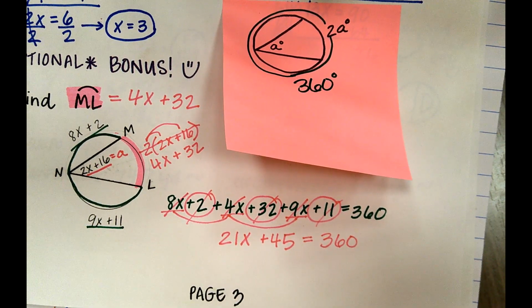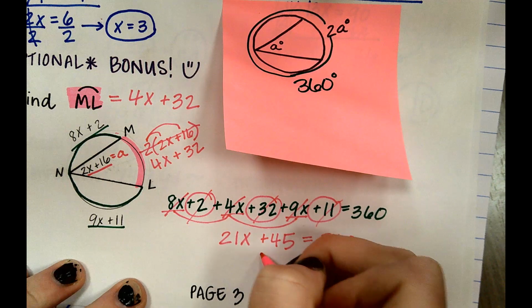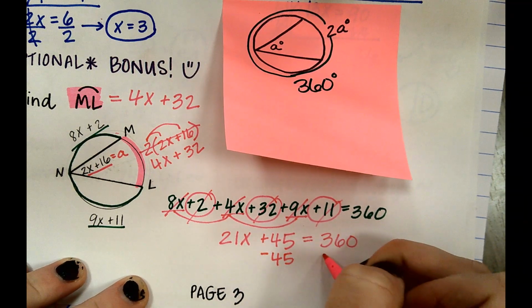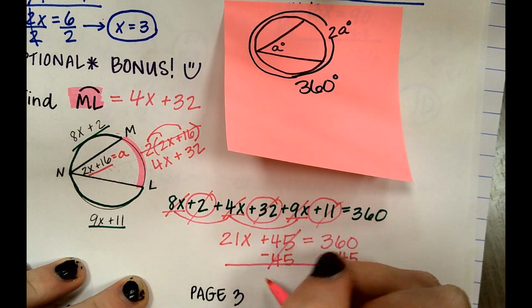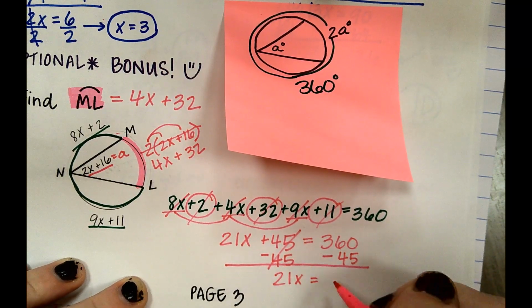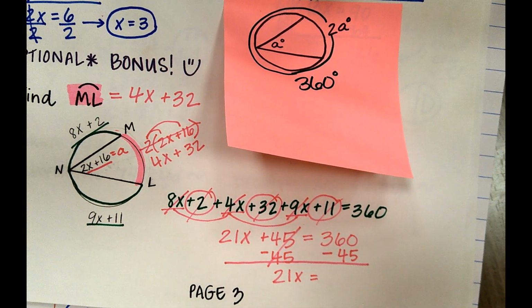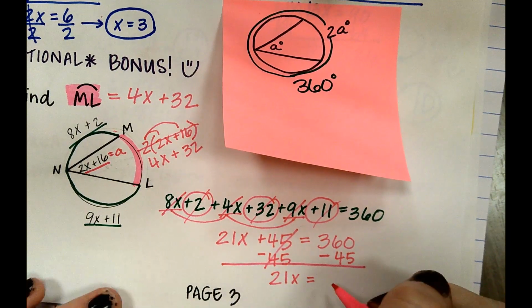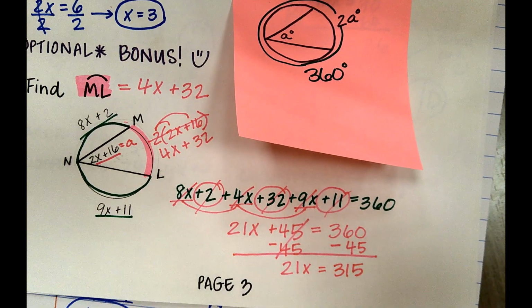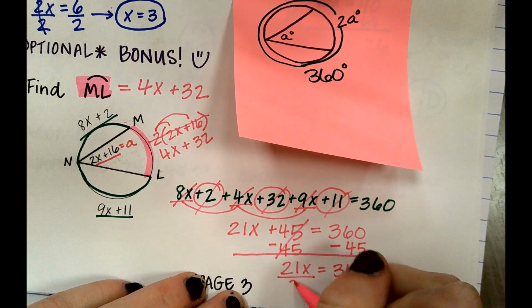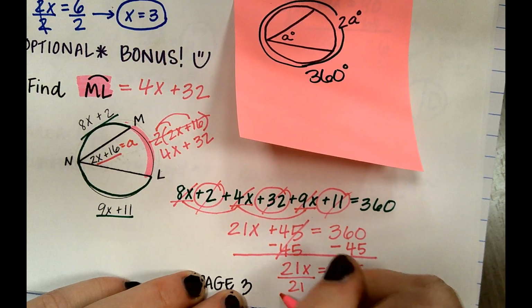Once you know how to do it, it's not so bad. Then you just solve for x like normal. I'll subtract 45 from both sides. Bring down 21x equals, what is that, 315? Yep. Yes, good. And we'll take 315, divide it by 21. X would equal 15. Perfect.